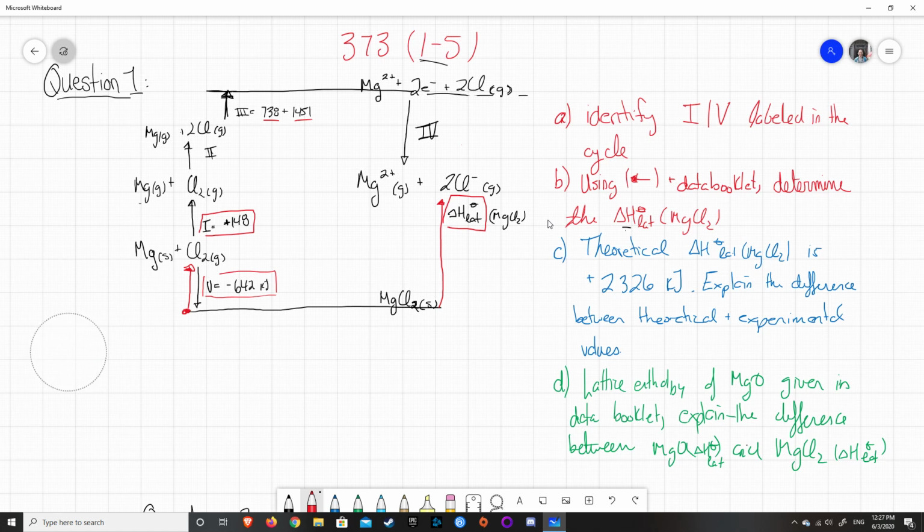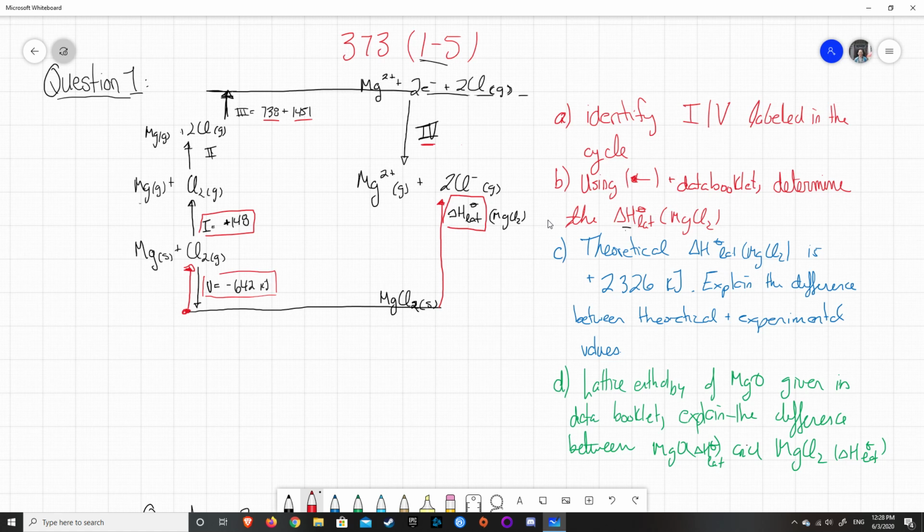And then let's look at a few different ones. Let's look at this one right here, number 4. So what's going on here is we've got 2 electrons reacting with 2 chlorine atoms to form 2 chloride ions. And that's our delta H of electron affinity. So remember, how much something wants electrons, electron affinity.